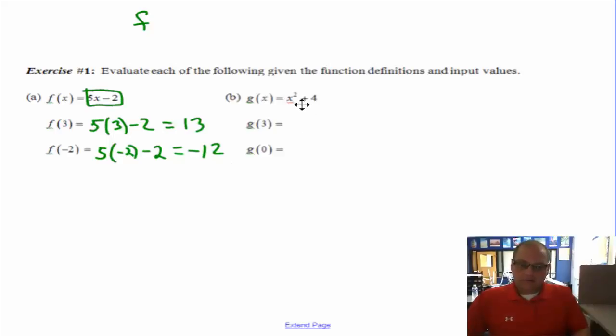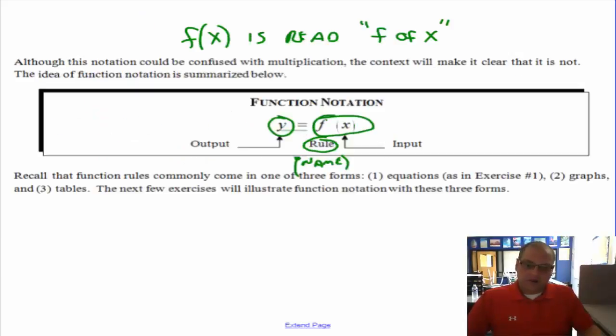So now we'll go over here. Okay, 3 goes in for x. 3 parentheses squared plus 4. That's 9 plus 4 is 13. And then 0 squared plus 4 is, of course, just 4. Moving on, we talked about that.